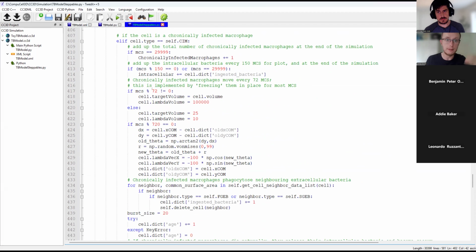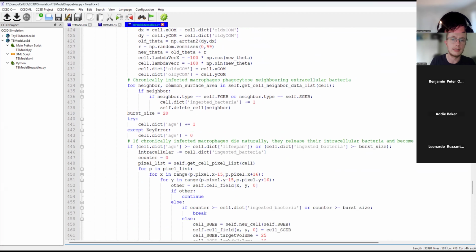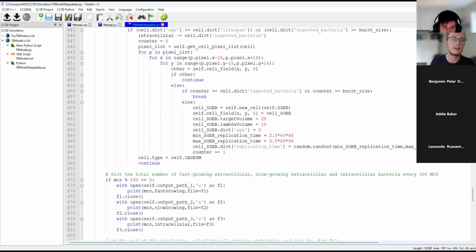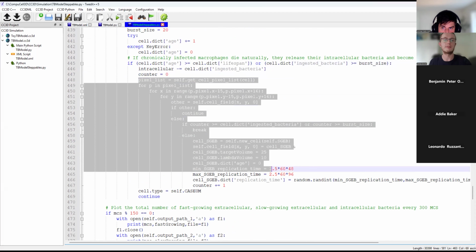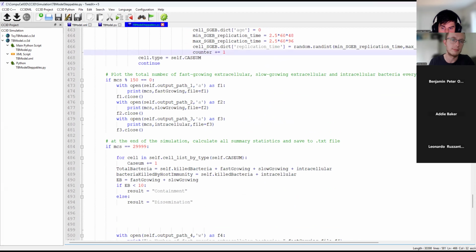Similarly for chronically infected, again we enforce their movement rates by just setting lambda volume very high for most of the runtime. And then similarly they can phagocytose, and if we're above this burst size in terms of how many ingested bacteria there are, or they've outlived their lifespan, then if there's space, they release all of their contents back into the domain as slow growing bacteria and caseum.